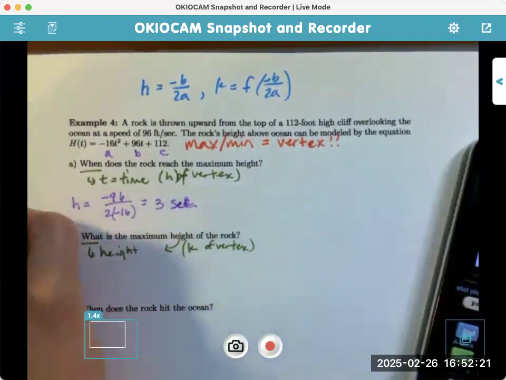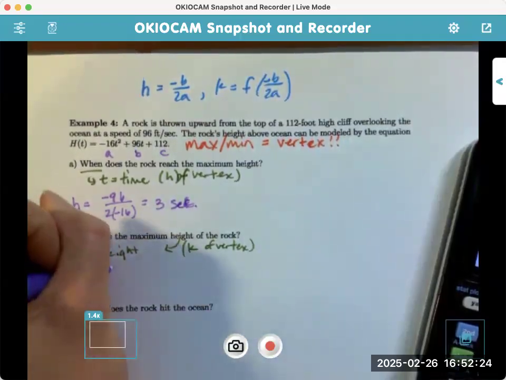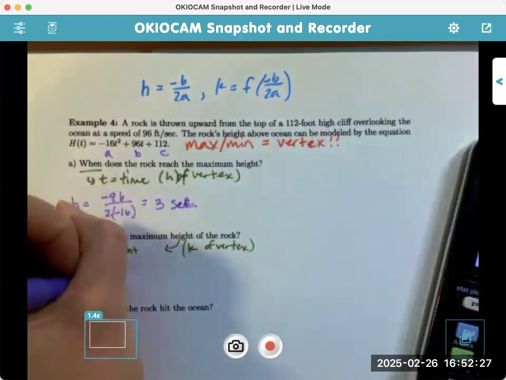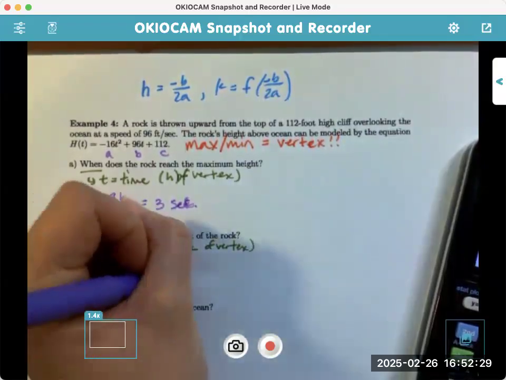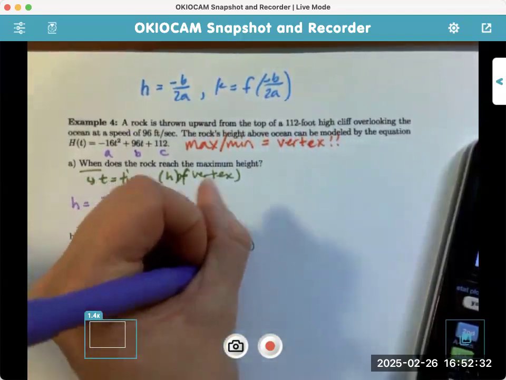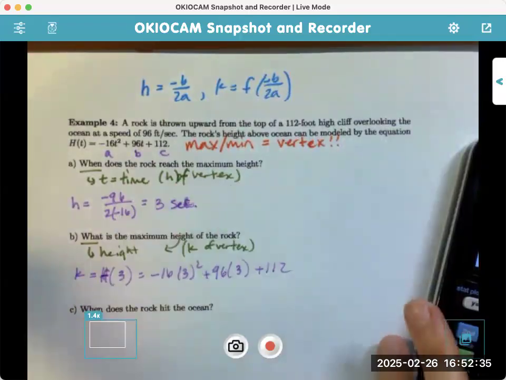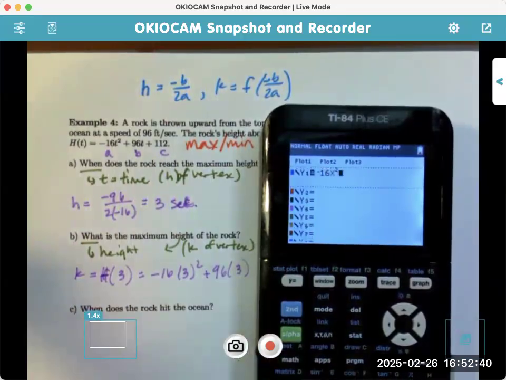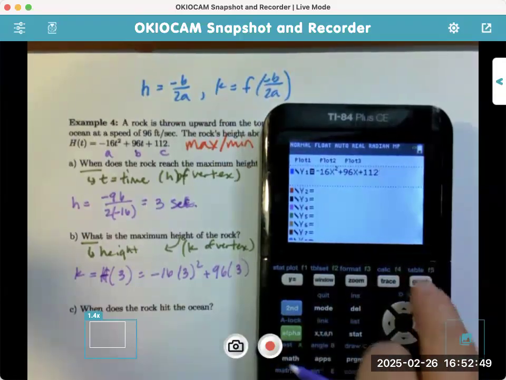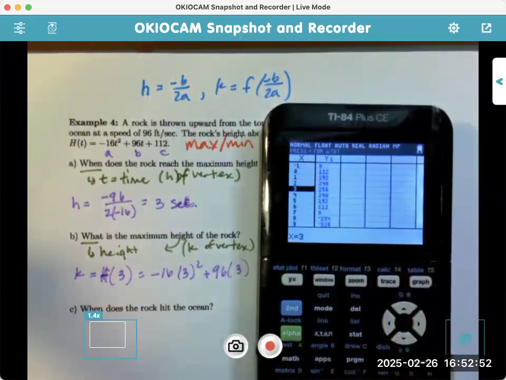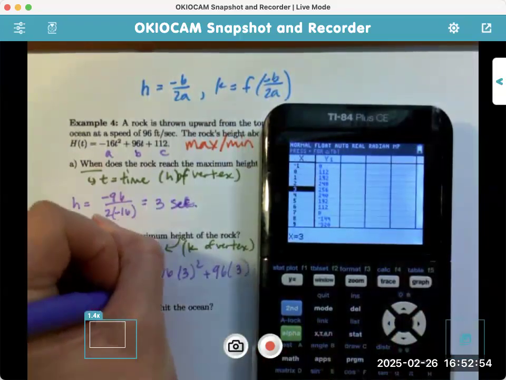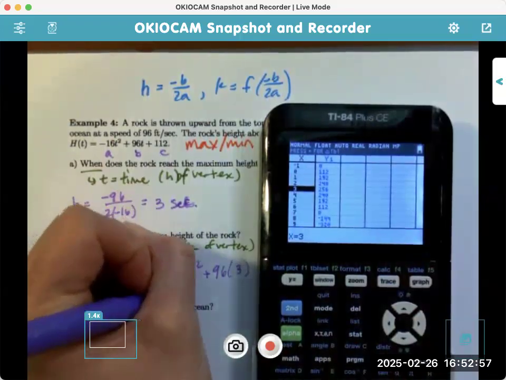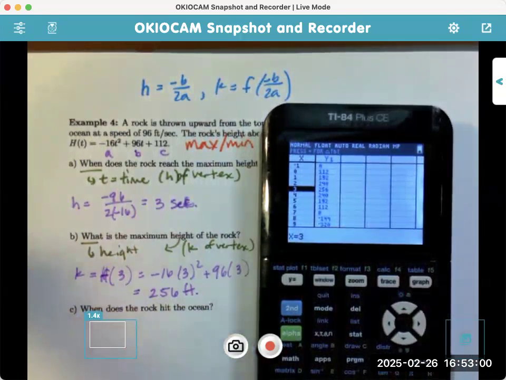What is that maximum height? Well, I'm so glad. You just pop in 3. So this is negative 16 times 3 squared plus 96 times 3 plus 112. One way to do that, if you have this fancy calculator, just pop in negative 16x squared plus 96x plus 112. And then you go to the table, go to 3, that is 256. 256 feet. So that max height is 256.